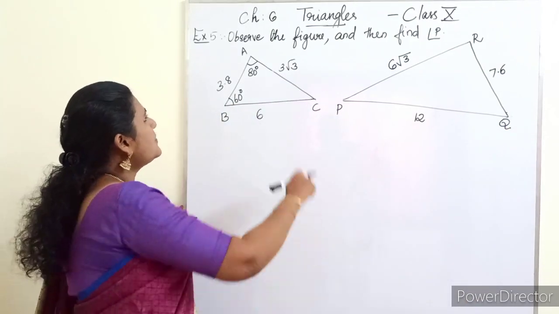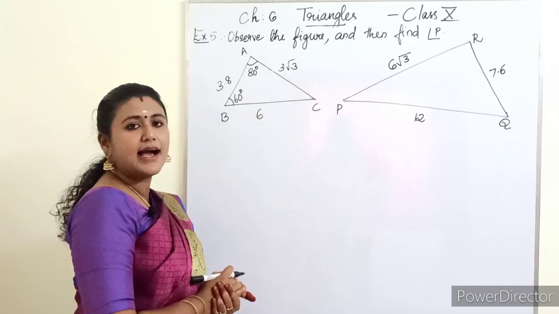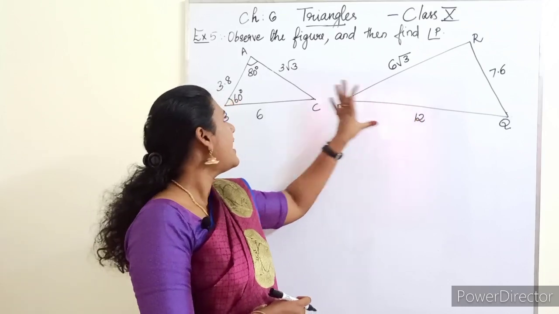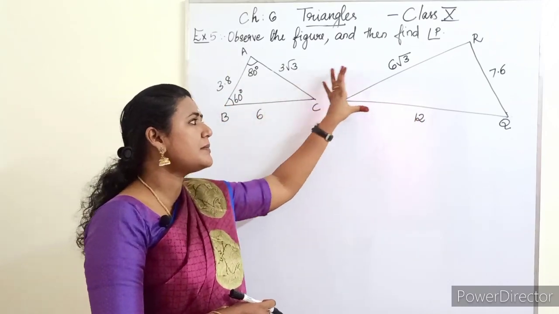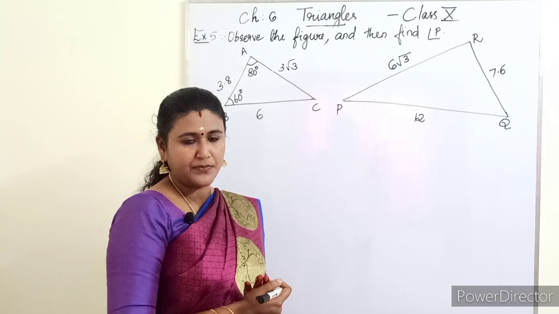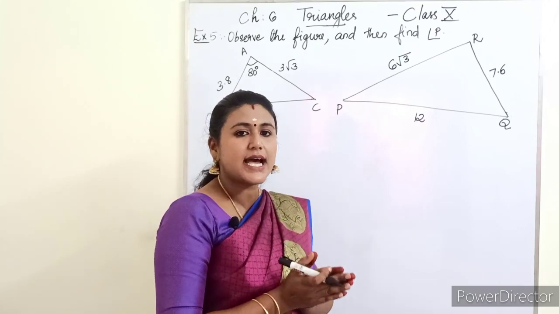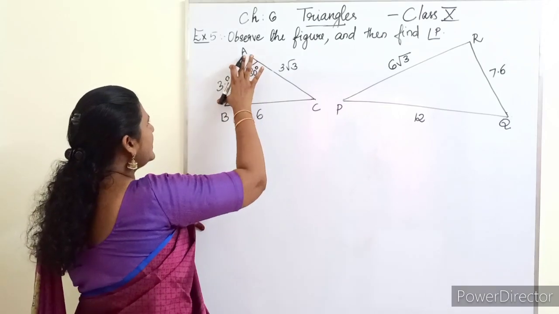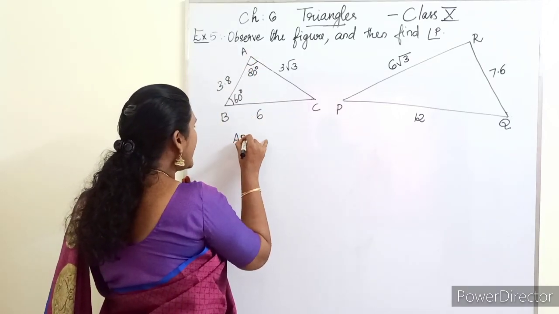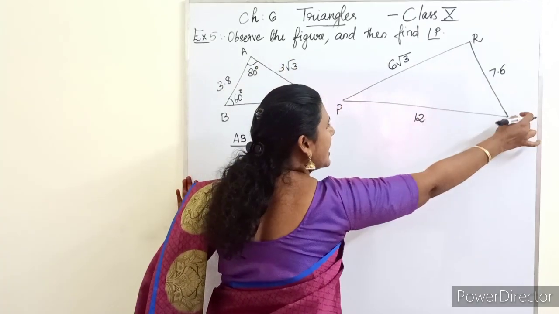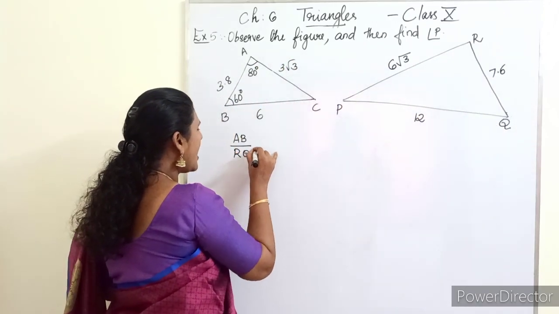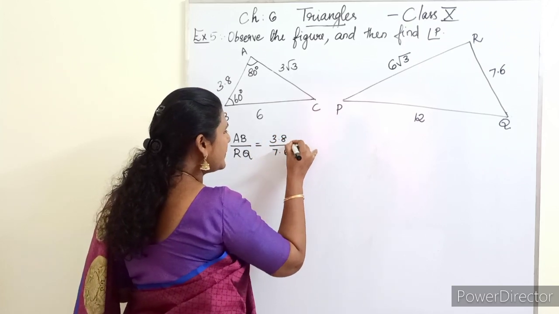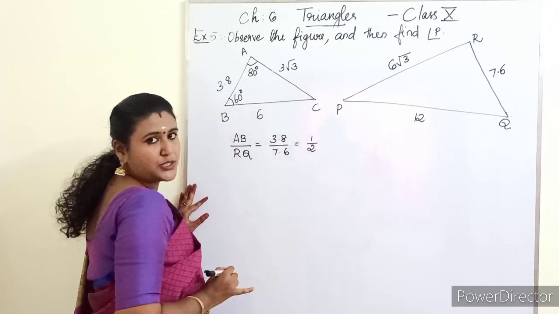Example 5. Observe the figure and then find angle P. Here in this question, we are given two triangles, and in these two triangles, the measurements of the three sides are given. First, we will check the side ratios, whether they are equal or not. We start with the side AB. AB by RQ is equal to 3.8 by 7.6. When you simplify this, you will get 1 by 2.